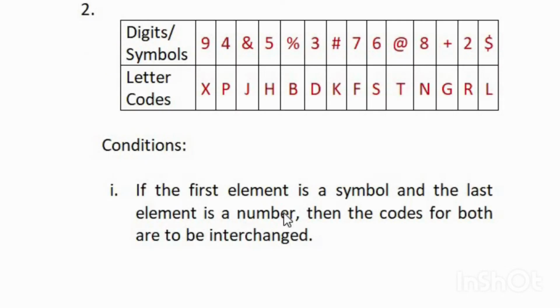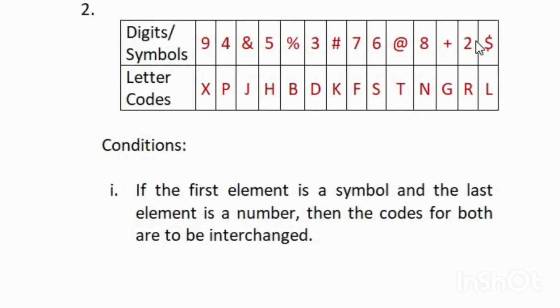In this question the first unit is a symbol and the last unit is a number. The first condition is possible because if the first element is a symbol and the last element is a number, then the codes for both are to be interchanged. From the table, the letter code corresponding to @ is T, and the letter code corresponding to 4 is P. So their codes should be interchanged like this. That is, the letter code for 4, that is P, should be written here, and the letter code for @ should be written here.